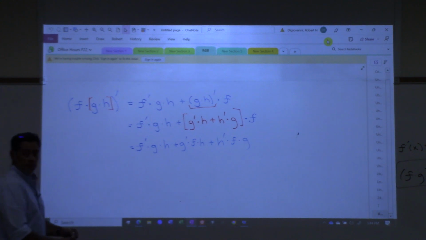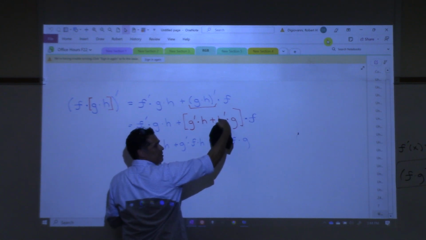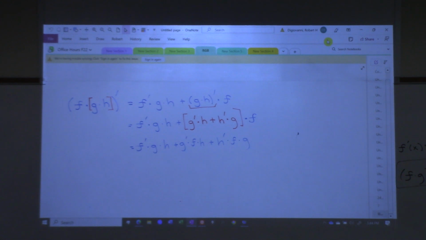Is it because you distribute the f? This right here, and this is the f getting distributed through this like this. To show you that we can do it. Right? If we have 3 things being multiplied, there is a way to take a derivative. Right?